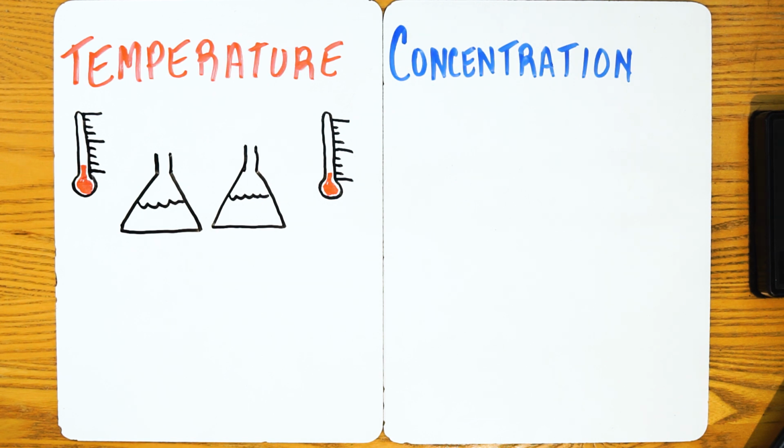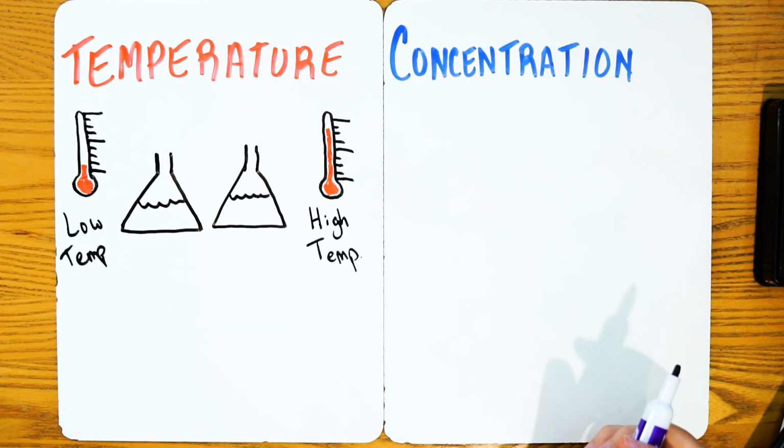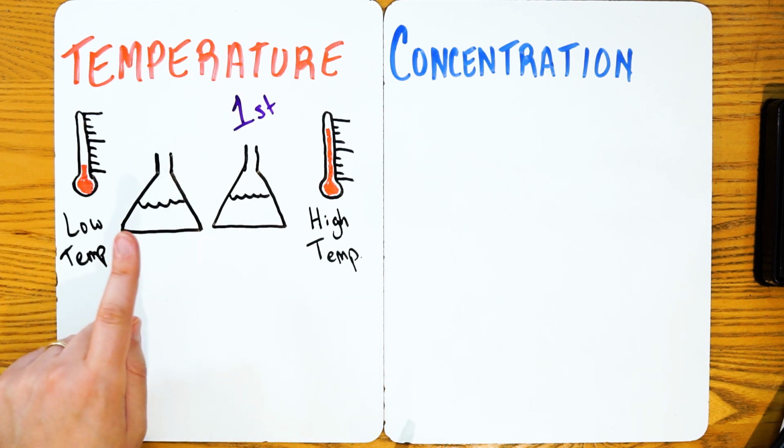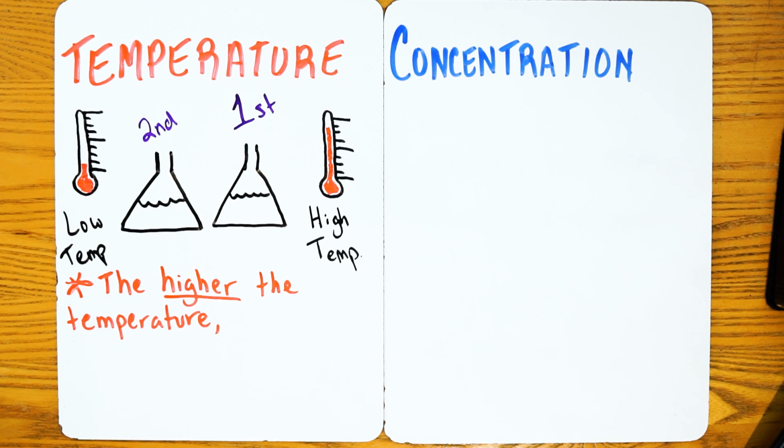So now we see that raising the temperature of one flask increased the rate of reaction because the flask with the higher temperature changed color first. Therefore, the higher the temperature, the higher the rate of reaction, or the faster the reaction happens.